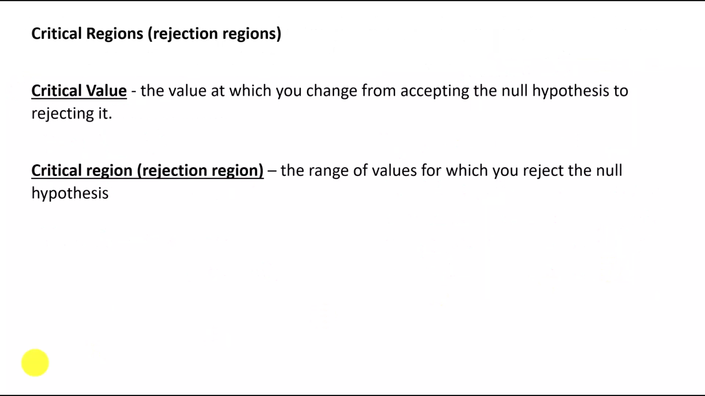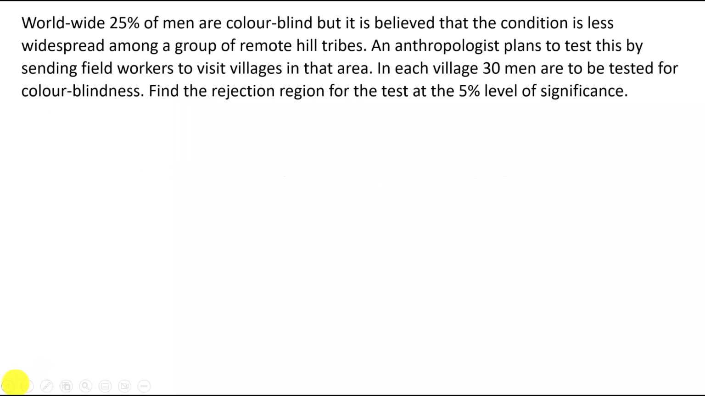Okay, the last thing we're going to talk about in this video is critical regions or rejection regions. And we have a critical value, and that's the value at which you change from accepting the null hypothesis to rejecting it. Okay, so that's going to be based on our significance level. At what point, what number do you change from accepting the null or failing to reject the null to rejecting it? Okay? The critical region or rejection region is the range of values written as an inequality for which you reject the null hypothesis. Okay, so let's look at an example for this.